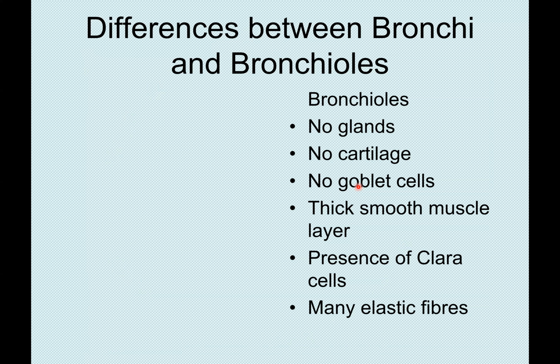So we've already discussed the difference between the bronchi and the bronchioles. So that is what we are seeing here. In the bronchioles, we don't see any gland, no cartilage. We have a smooth muscle layer, Clara cells are present, and many elastic fibers. I can ask you to give me the histological difference between the bronchiole and the bronchus.